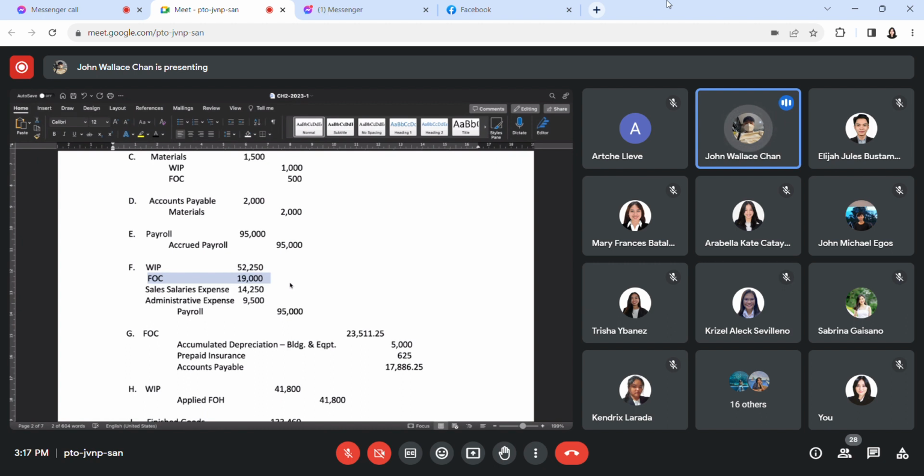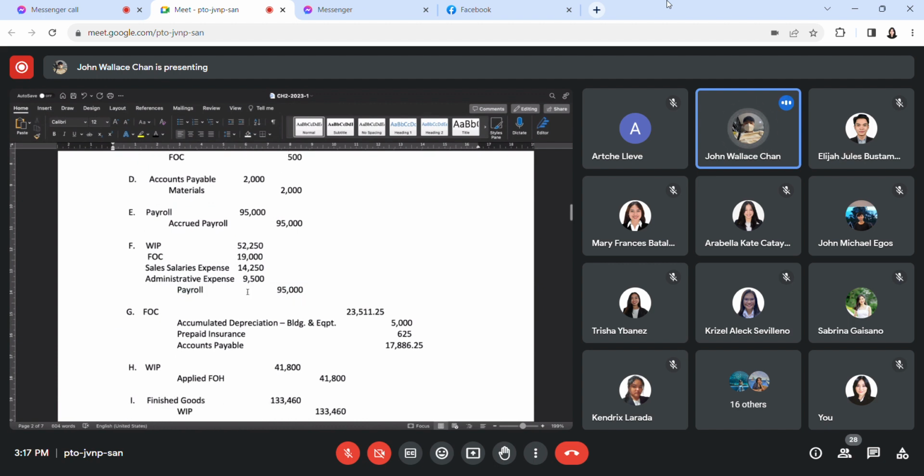which amounts to 19,000. So 19,000, it says here na indirect labor is 20% of the payroll. So we had a payroll na a while ago na 95,000. So 95,000 times 20% is 19,000. So sales salaries expense was 15% of the payroll, so 15% times 95,000, and then your administrative expense is 10%, so 95,000 times 10%. Then we just credit payroll, which is the total of everything here, so debit side.